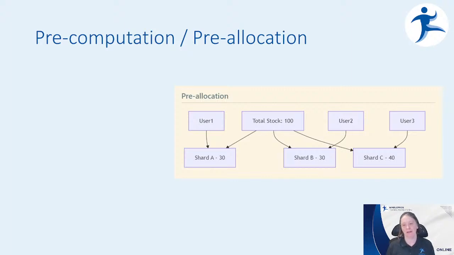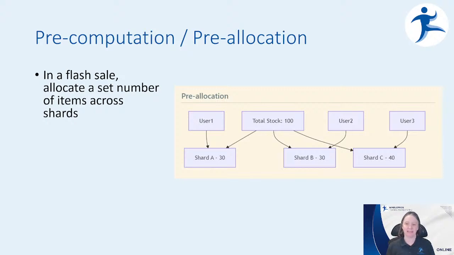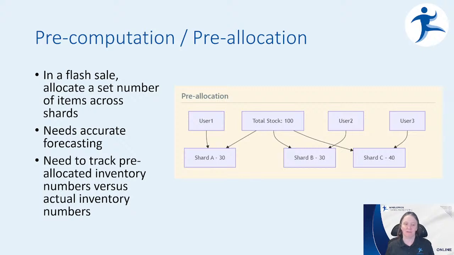Now, the trick with pre-allocation or pre-computation is that it's a set number of items, and usually it's split across shards or multiple servers. But you want to make sure you have accurate forecasting for it. And you want to make sure that you're tracking the pre-allocated inventory. So what we have in this particular scenario is that we have 3 different shards, 100 total tickets. So here's my total stock. But I still need to keep track of, okay, shard A, somebody purchased a ticket, so that's 29. Then recalculate our total stock. So keeping track of all those numbers, you just need to make sure you track those well.